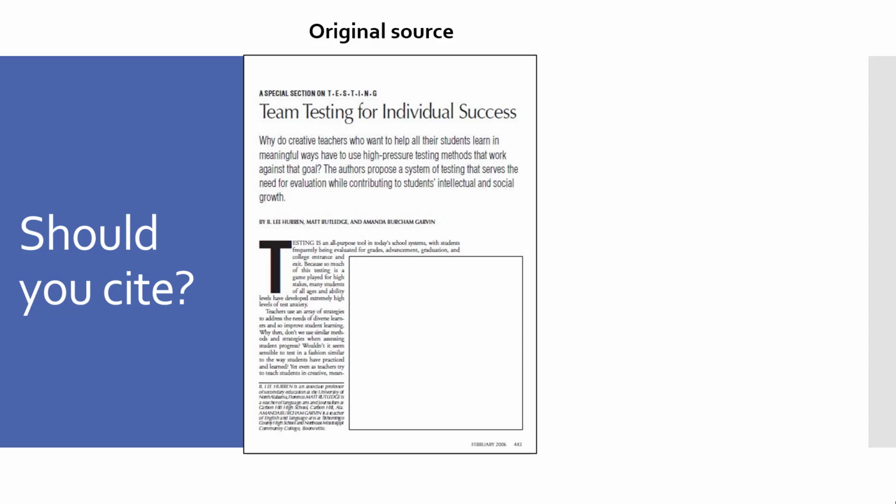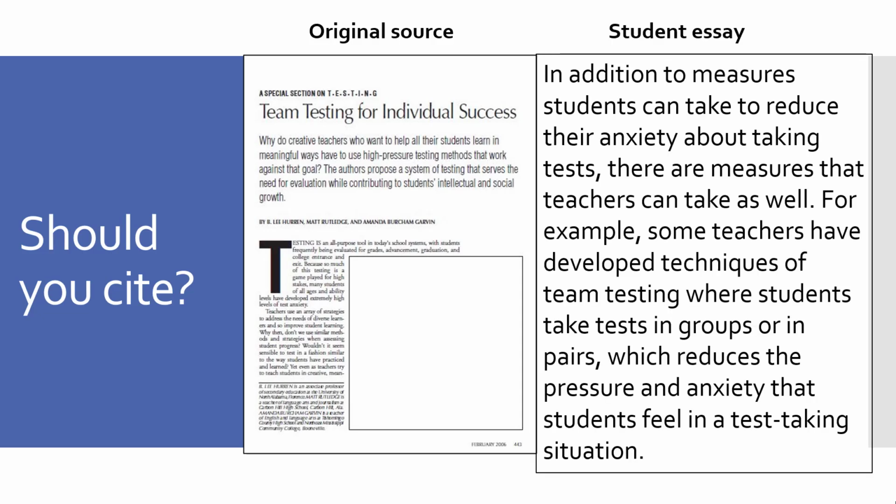In this case, the essay is not referring to any individual sentence in the article, so it's not a direct quotation or even a paraphrase. Instead, it's summing up the main point of the article in one sentence. Should you provide an in-text citation in this case? What do you think?